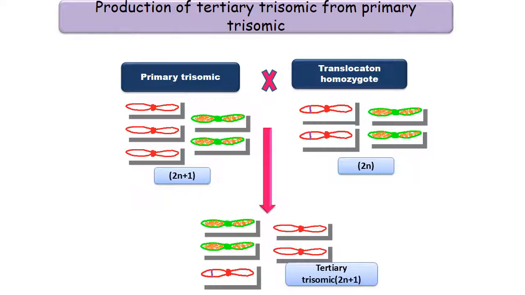Production of tertiary trisomics from primary trisomics. When primary trisomics are crossed to translocation homozygote, that will be having condition like 2n plus 1 and normal translocation homozygote with normal 2n condition, and that will give rise to tertiary trisomic, that is 2n plus 1. Tertiary means one arm is translocated.